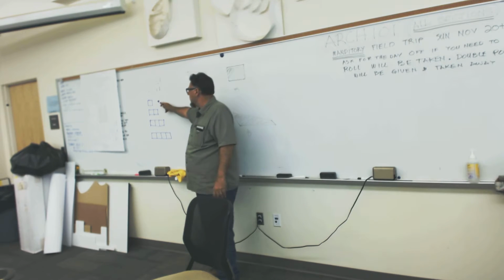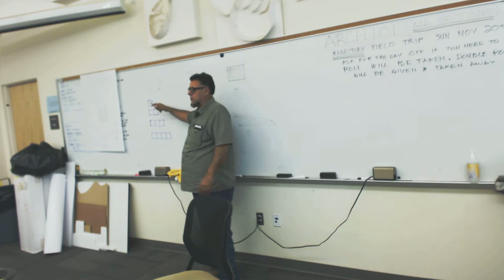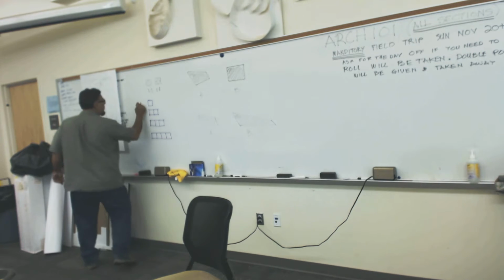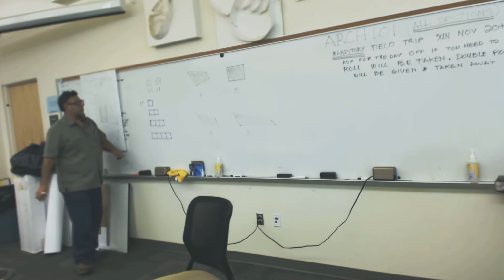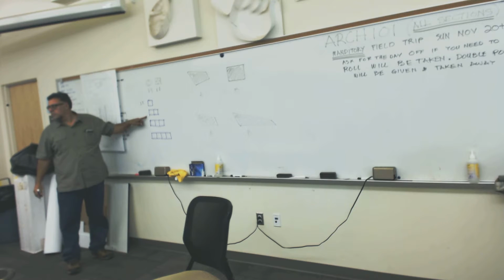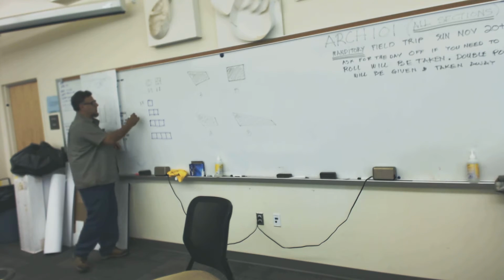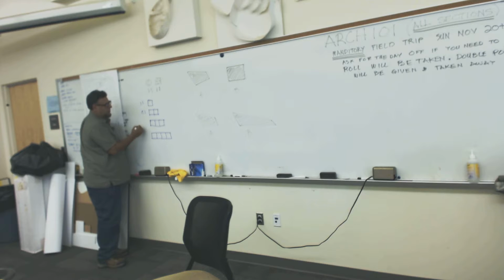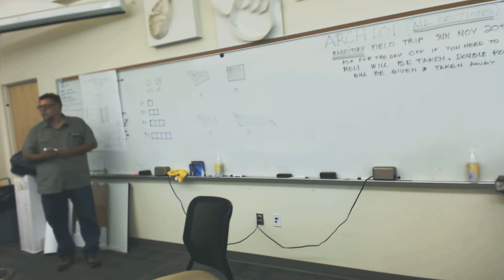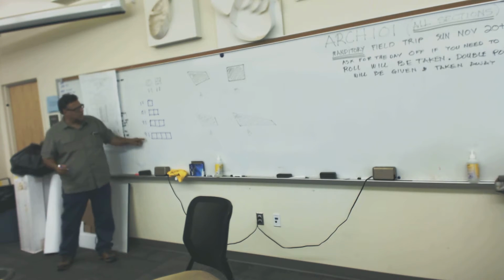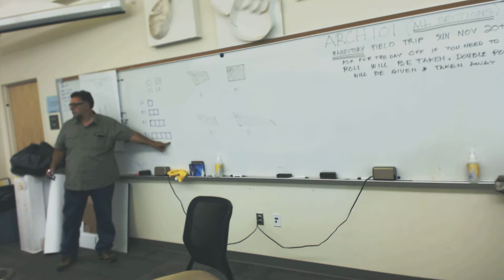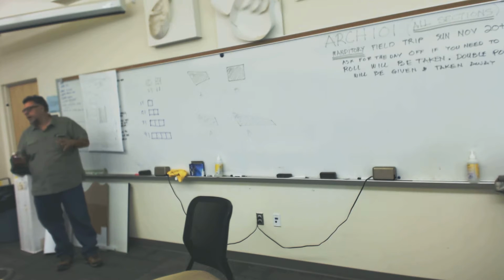So what's the ratio of this? 1-to-1. Very good. What's the ratio of that? 2-to-1. You see the pattern emerging here? What's the ratio of that? 3-to-1. And finally? Okay. So the longer something gets, generally the more dynamic it is going to be as a figure.